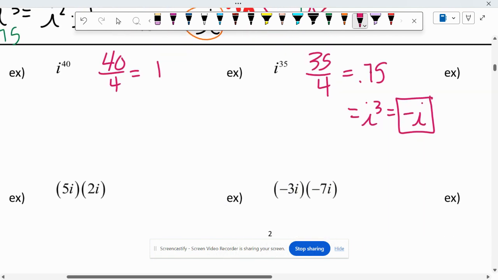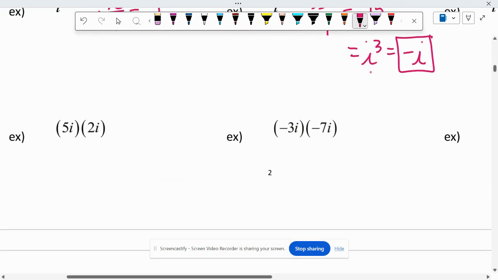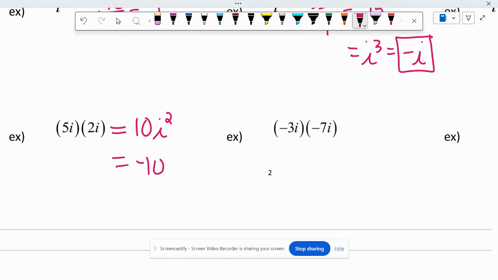Next one. So let's see. We have to take 5 times 2, which is 10, and i times i is, so this equals -10. Yep. -3 times -7 is positive 21. i times i is i squared, but i squared is -1. So this final answer is -21.